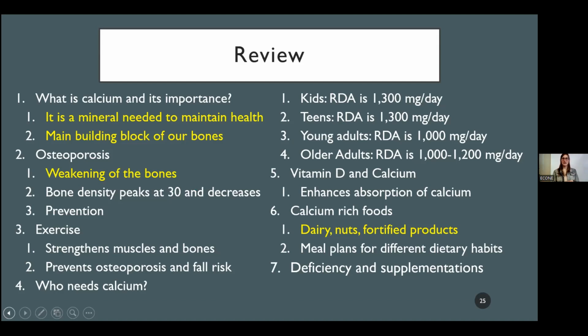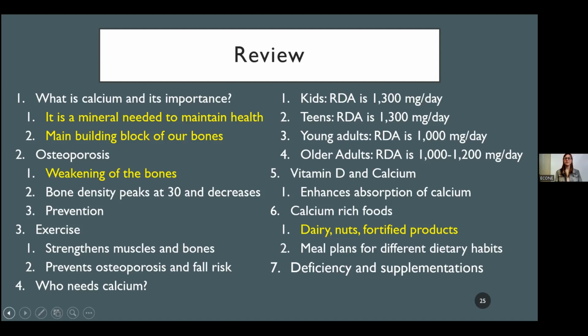Exercise is an easy one. Just go out and walk, park farther away. Exercise strengthens your bones, and then also, circling back, prevents osteoporosis and fall risks.